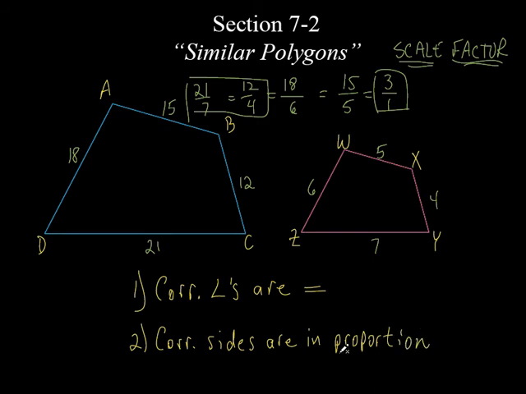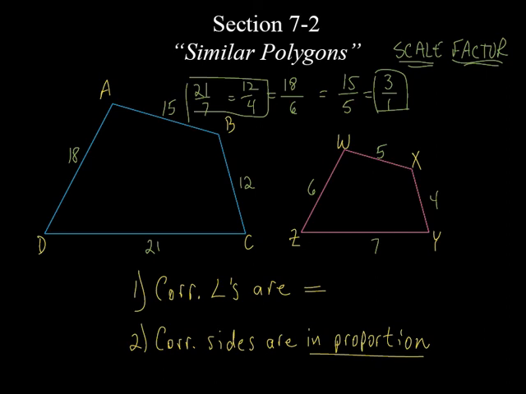That's really important. What does it mean to be in proportion? It means the ratios of the sides have to be the same. Are they? Sure they are. 15 over 5, what is it? It's 3 to 1. This is 12 over 4. That's 3 to 1. 21 over 7, 3 to 1. 18 over 6, 3 to 1. Do they all reduce to the same thing? Absolutely. If they all reduce to the same thing, the corresponding sides, that means they're in proportion.